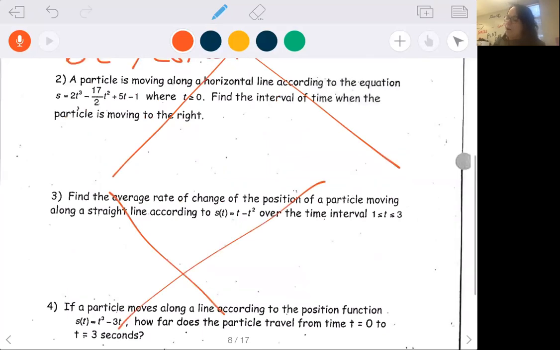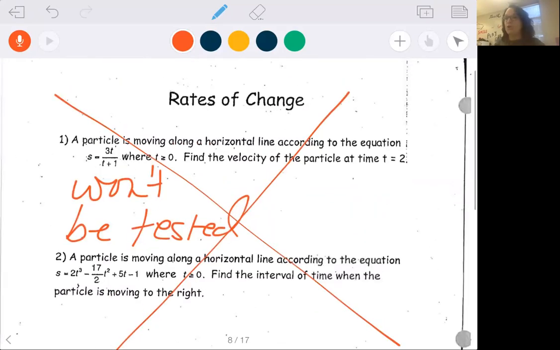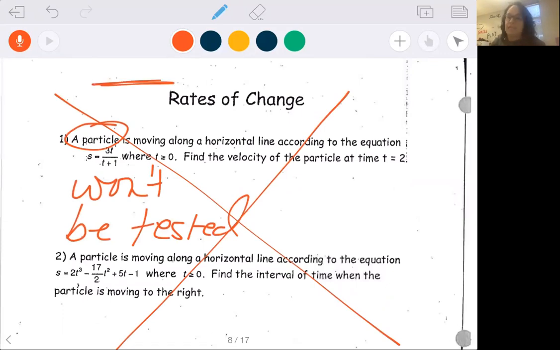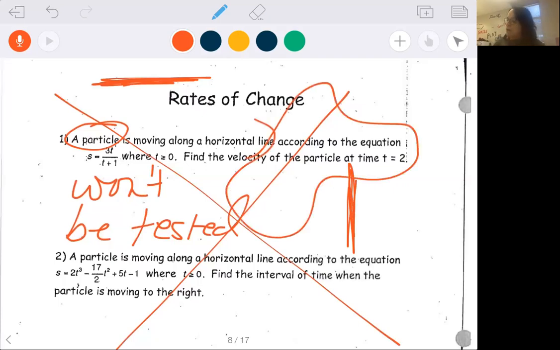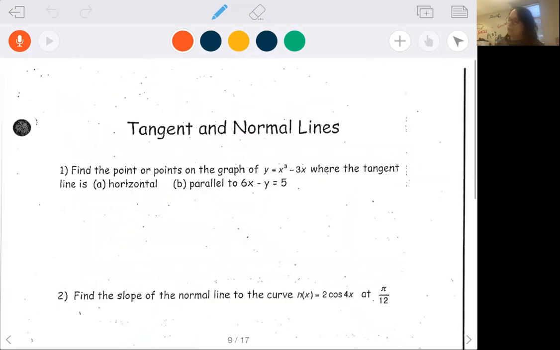So this is actually, we do a whole unit on parametric movement. So instead of moving just along the x-axis or vertically, things are going to be moving like this, and we're going to have all those total distance traveled questions and stuff.